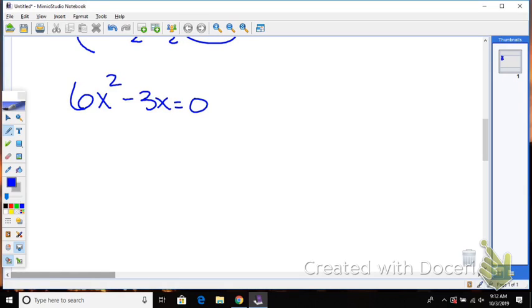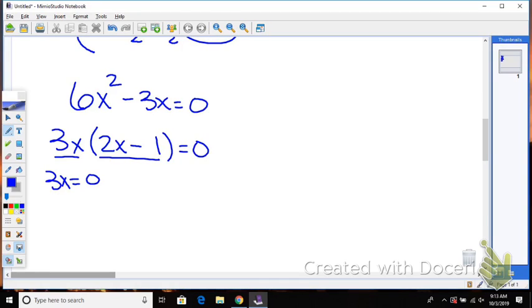So in this case, this is not a difference of two squares. It doesn't have your three terms. But does it have something in common that you can factor out? A 3x. So I'm going to factor out a 3x, leaving me with 2x minus what? What do I have to replace here? 1. Once you get it factored like this, you're just going to follow the same steps as setting your factors equal to 0. So I have 3x equals 0, and I have 2x minus 1 equals 0.